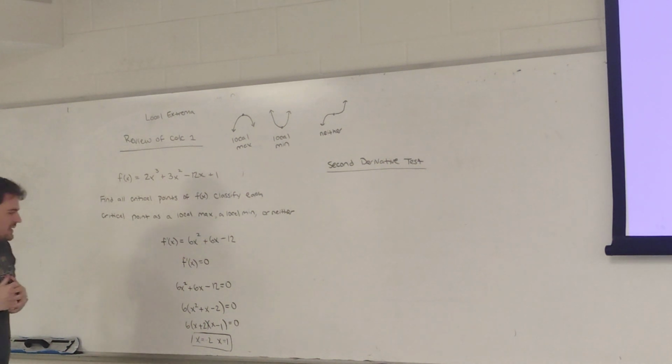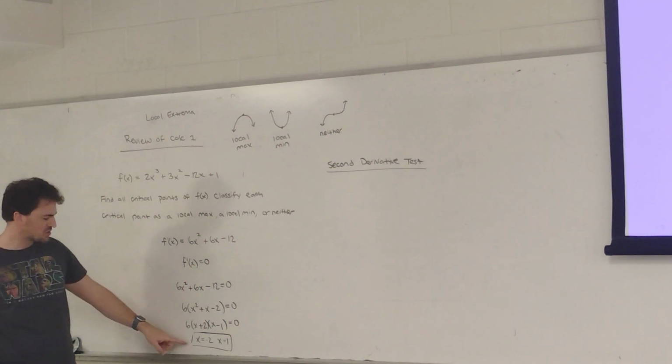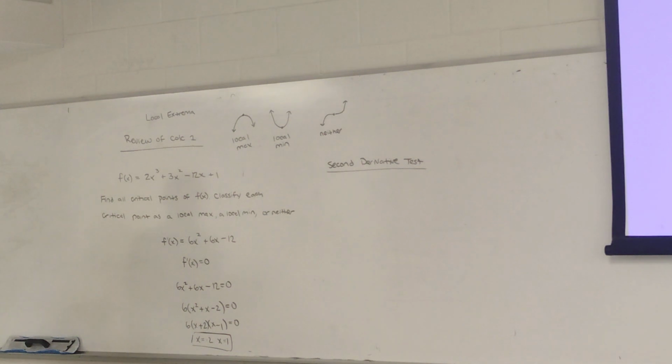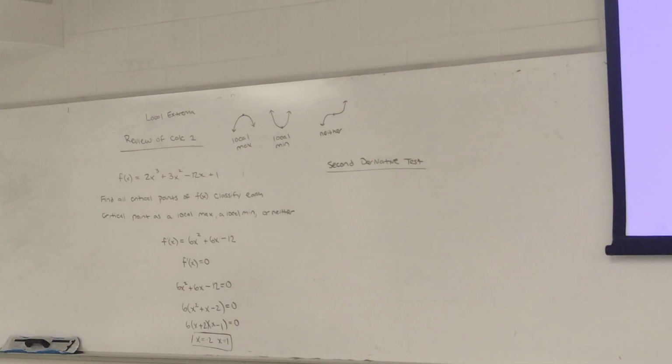So now I'll give you guys a 20-second head start. Now you have these critical numbers, x equals negative 2 and x equals 1. Determine if those are local maximums, local minimums, or neither. And you want to use the idea of the second derivative.